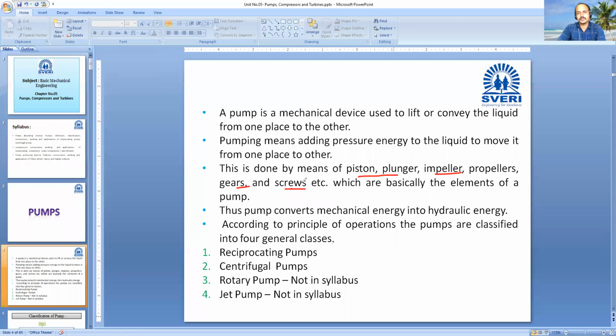So these are the components used in the different types of pumps. And the pump converts mechanical energy into hydraulic energy. So these three sentences are very important. Okay. So pump is the device which lifts the water from a lower level to a higher level. Suppose here we have water.